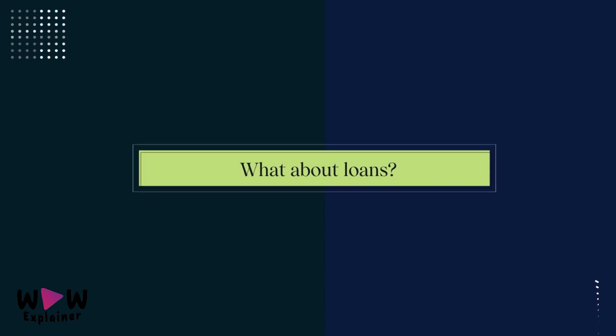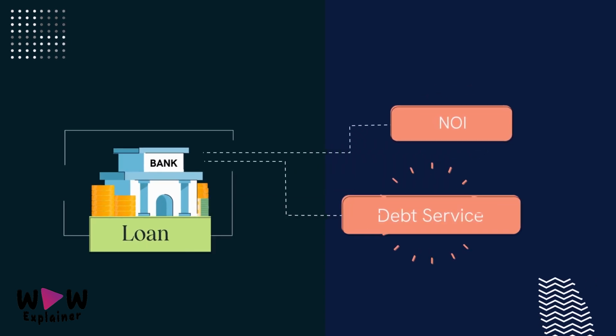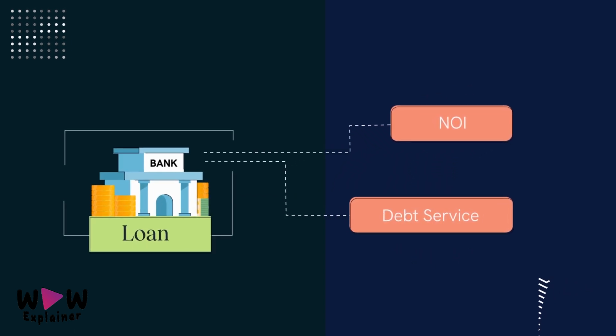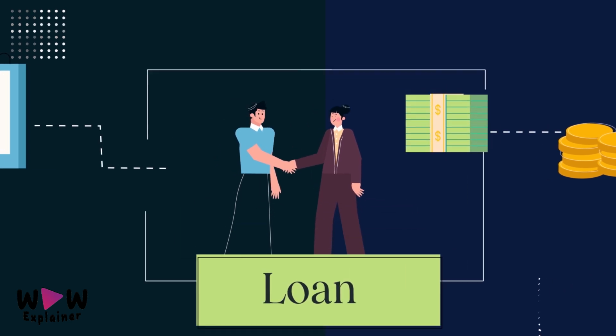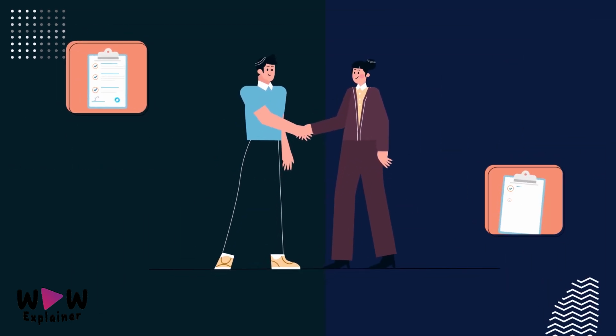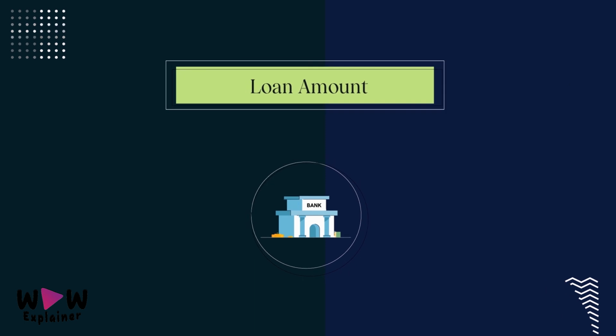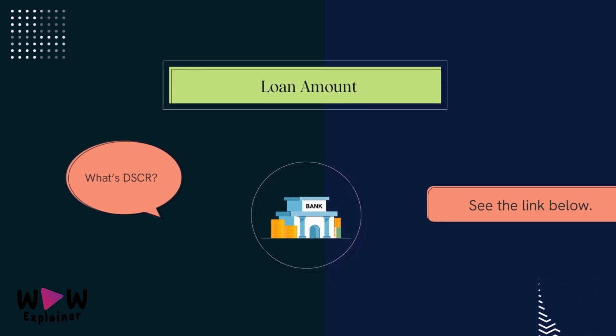What about loans? To estimate the loan amount a property can support, divide its NOI by the lender's minimum debt service coverage ratio. This, along with an interest rate and period of amortization, can help you determine how much the lender may be willing to loan you. For more on DSCR, see the link in the description.